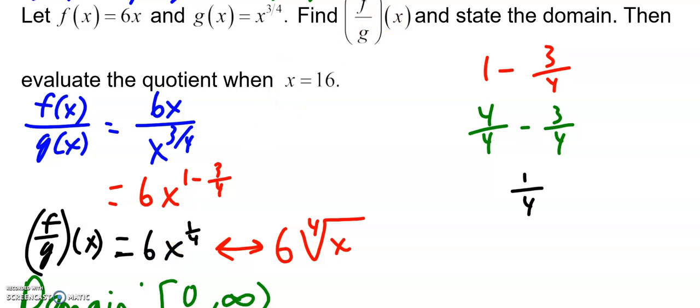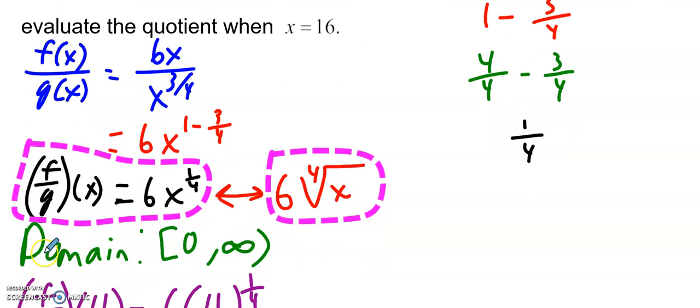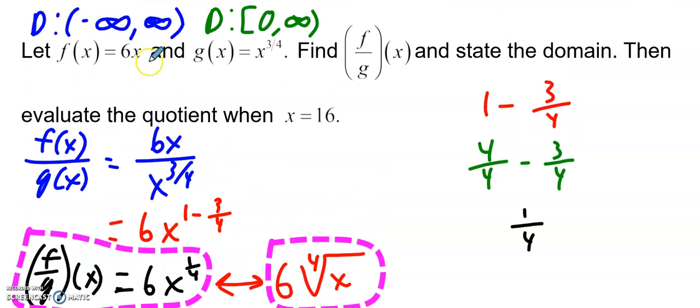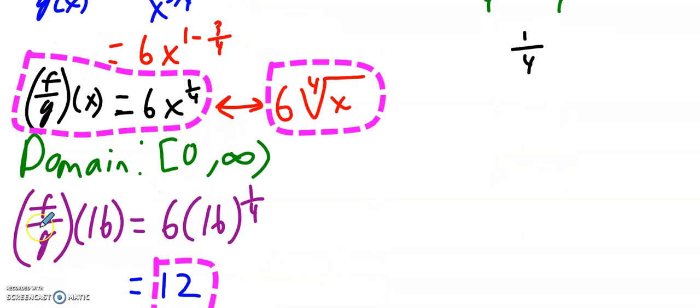So this is one form of the answer. But we could also write it as 6 times the 4th root of x. That is the same thing as well. Domain is 0 to infinity. I'm getting that from f of x has a domain of all real numbers because this is a polynomial again, so negative infinity to infinity. But g of x, because this has the 4th root in it, that's a domain of 0 to infinity. So that has to carry through that restriction. And then f over g of 16, plug in 16. 16 to the 1/4 is 2. 2 times 6 is 12.